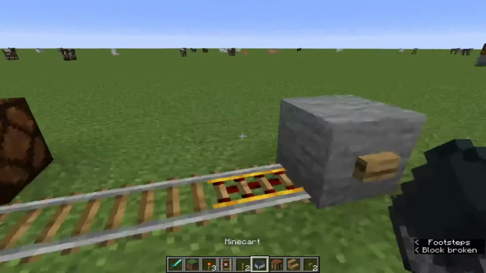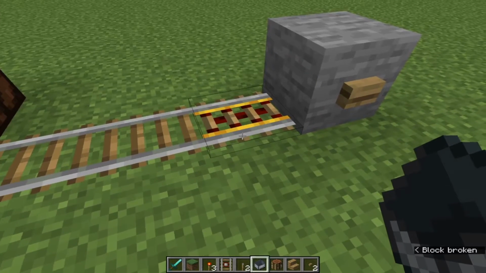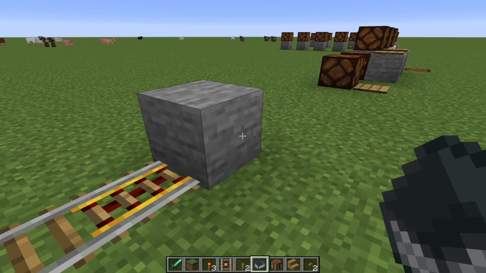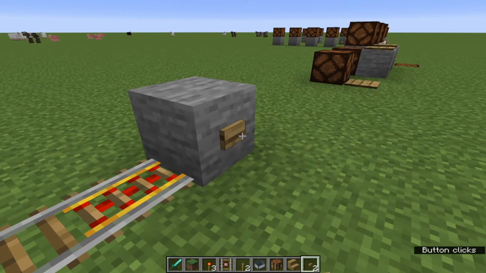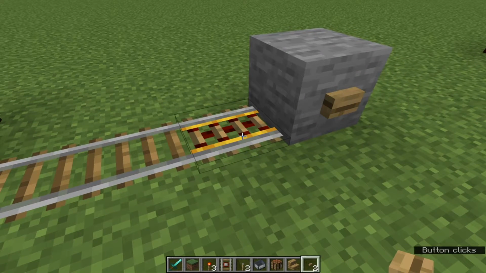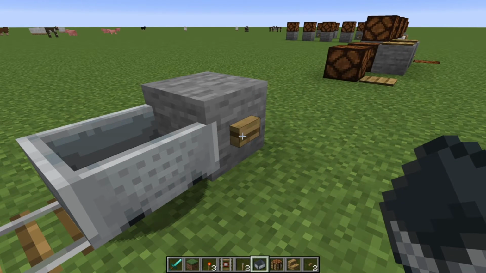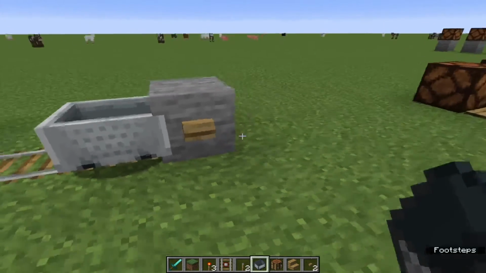Okay. Let's put a minecart back down. We're going to activate this rail by pushing this button, and when you activate the rail, the minecart gets going. Remember how long this button stays on for? That's correct. If this were a stone button, it would stay on for 10 ticks, which means 1 second. The wooden button stays on for 15 ticks, 1.5 seconds. Let's back up a little bit and let's watch this roll.